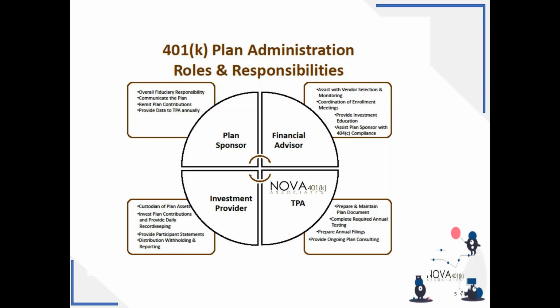If your plan is already up and running with NOVA, you might already know this, or if you're still in our implementation process, you may not know this yet, but you will be given a NOVA account manager that works specifically on your plan, and that individual is who you want to contact with any questions that you have about your plan, and will provide that plan consulting for you.